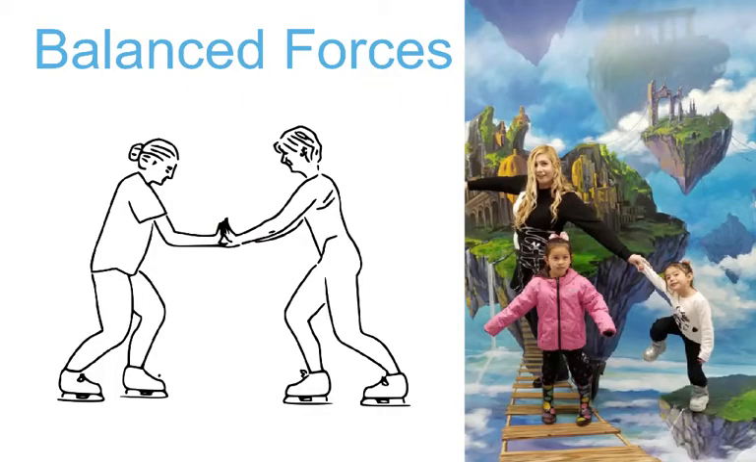Let's first look at balanced forces. So, balanced forces do not change the position of an object. The net force is equal to 0. Balanced forces are when two equal forces act on an object in opposite directions. And they are not moving, or they are moving but at a constant speed.